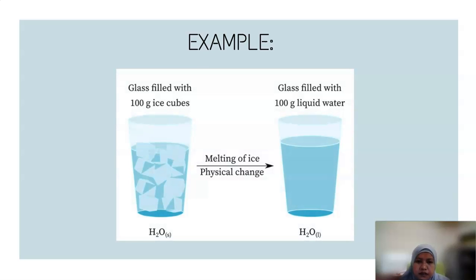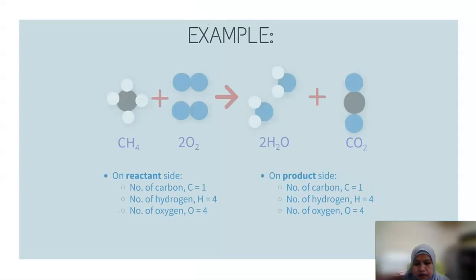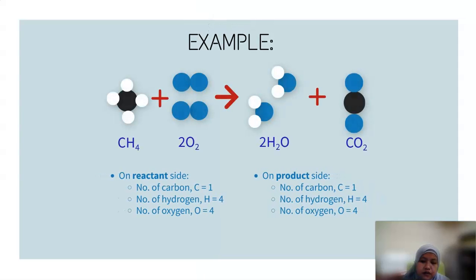For example here, 100 gram of ice cube will change to 100 gram of liquid water. The mass is still the same before and after, only there is a physical change from solid to liquid. As for molecules, if we see here, when methane reacts with oxygen, we will have the products of water and carbon dioxide. The numbers of carbon, hydrogen, and oxygen are the same when we compare the reactant side and the product side.